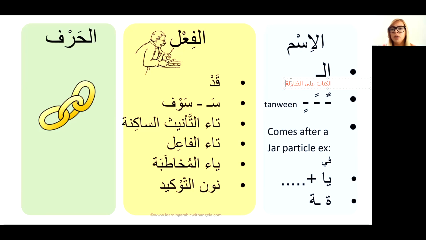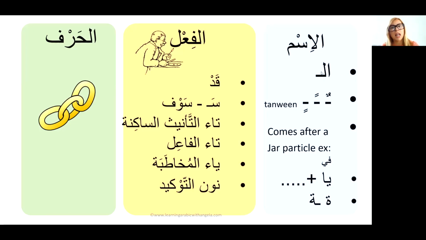So notice at-tawila came after ala, which is a particle of jar. We can also say qara'tu fil kitab, qara'tu fil kitabi. So kitab over here came after fi. Also a noun can come after the vocative particle ya. For example, ya Allah, ya Muhammad, and so on.